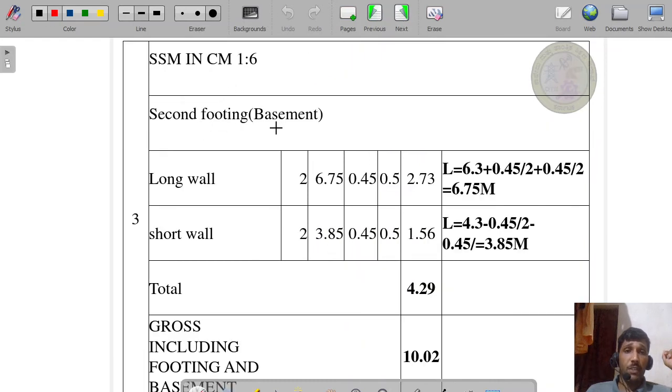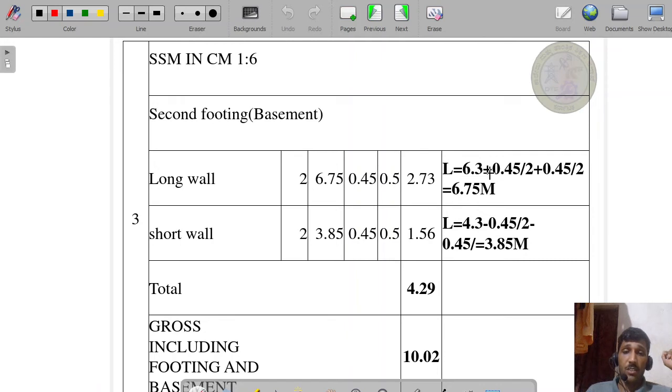Next, here second footing basement portion is also now remaining. That one we have to calculate. We have to calculate this. How do we calculate this? Here once again, long wall as well as short wall we are going to consider. In long wall, already identified numbers are to be identified, that is 2. Short wall also 2. Only length calculation is a matter.